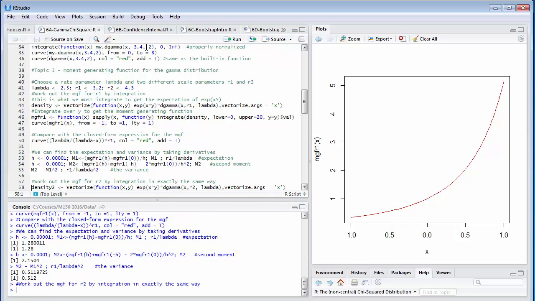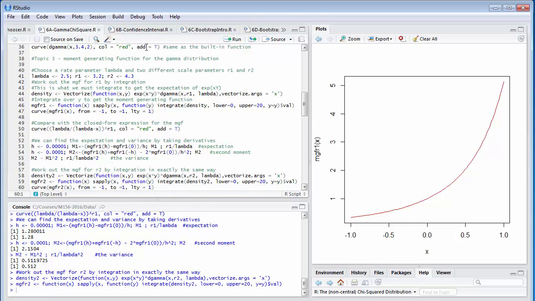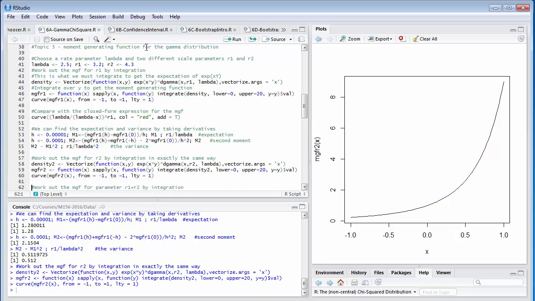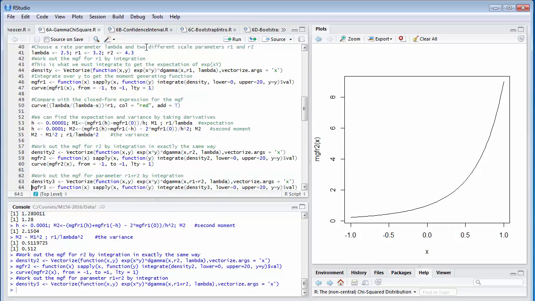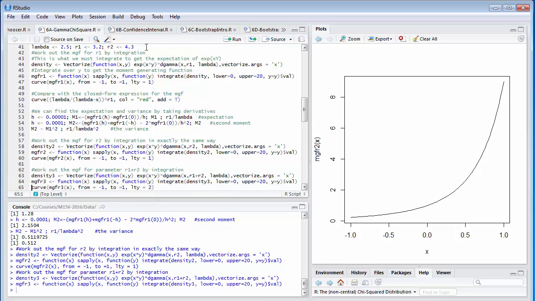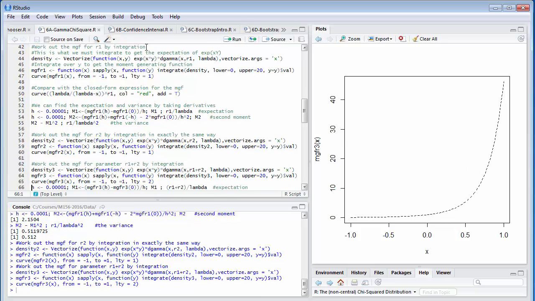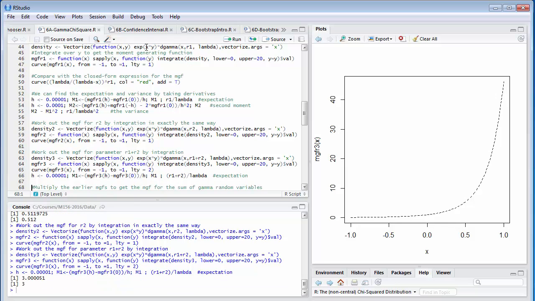I'm going to do the same thing for r2. I'm just repeating code here, but I want to use both these moment generating functions together. Because recall, the big deal about moment generating functions is that the moment generating function for the sum of two random variables is the product of their moment generating functions. So I'll do one more. The moment generating function, now I'm using r1 plus r2, and that's what the result looks like. When I get the expectation, it is very, very close to r1 plus r2 over lambda.